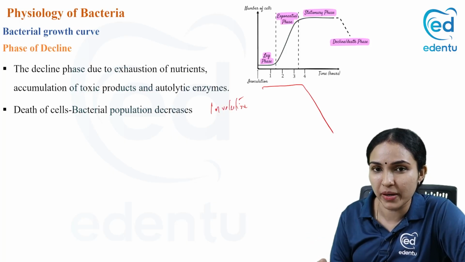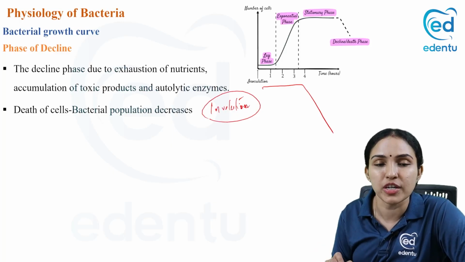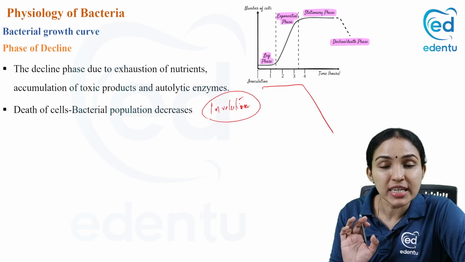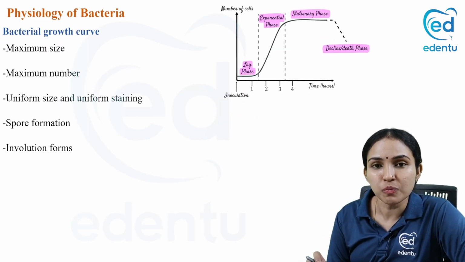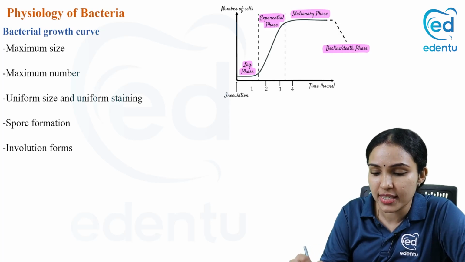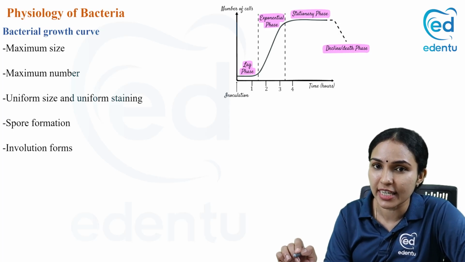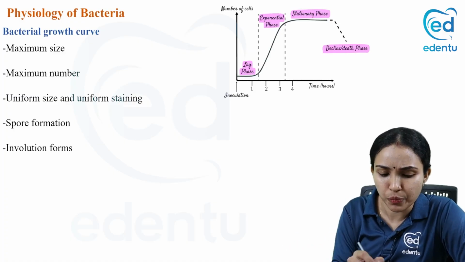Aberrant forms of bacteria, involution forms, you can see the involution forms in the phase of decline. So that is the bacterial growth curve. It's very important, please learn to draw this: lag phase, log phase, stationary phase and decline phase. Please remember some points which are very important.